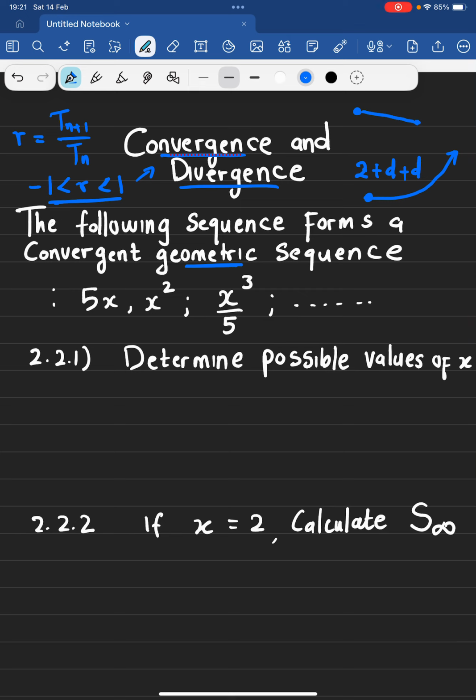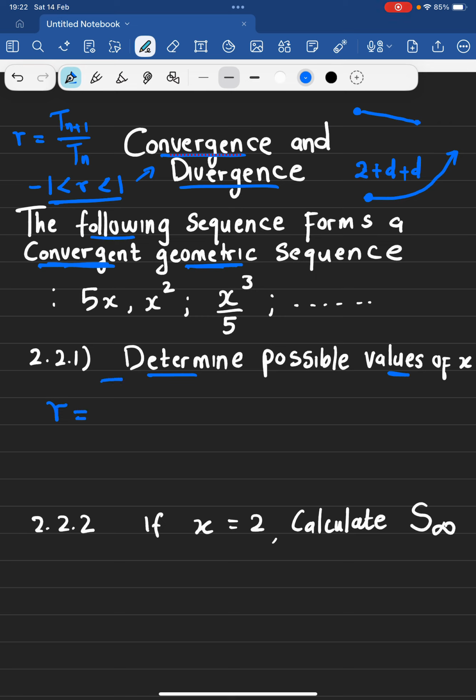So here they are saying the following sequence forms a convergent geometric sequence. So they are telling you that it converges. And then they say determine the possible values of x. Write all the possible values of x that would make this series converge, because already they are telling you that it is a convergent geometric sequence. So the first thing you're going to do is calculate the value of r.